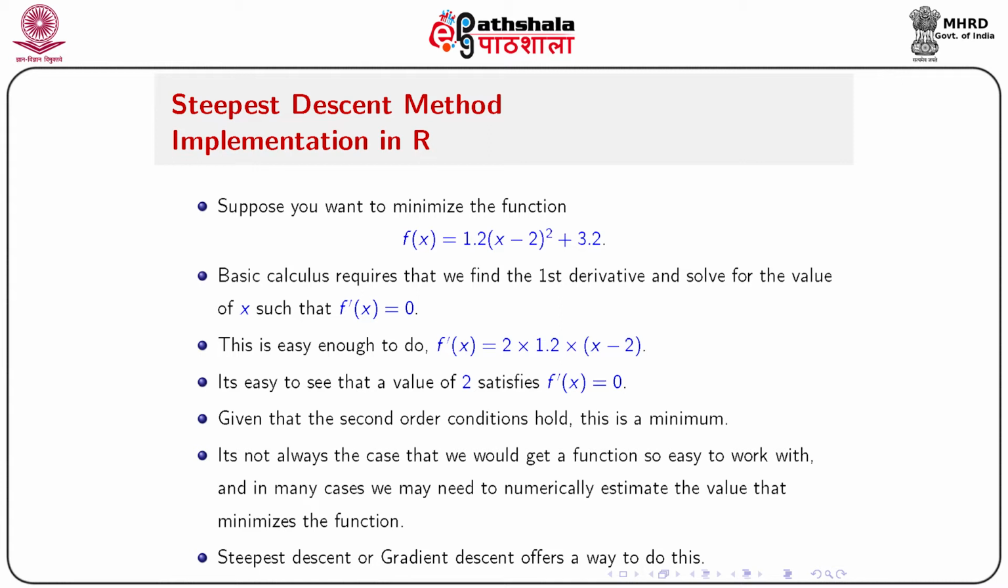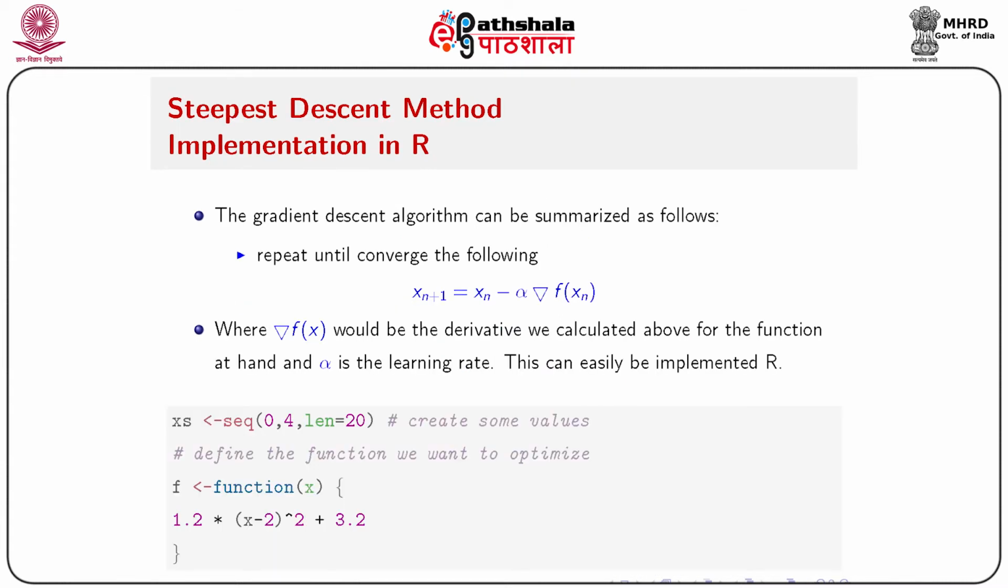It is not always the case that we would get a function so easy to work with, and in many cases we may need to numerically estimate the value that minimizes the function. So, steepest descent or gradient descent offers a way to do this. The gradient descent algorithm can be summarized as follows: repeat until convergence x n plus 1 equals x n minus alpha delta f x n, where delta f x would be the derivative we calculated above for the function at hand, and alpha is the learning rate. This can easily be implemented in R.